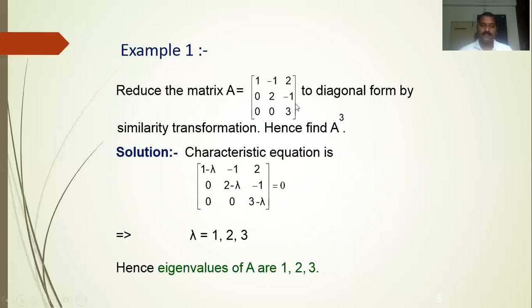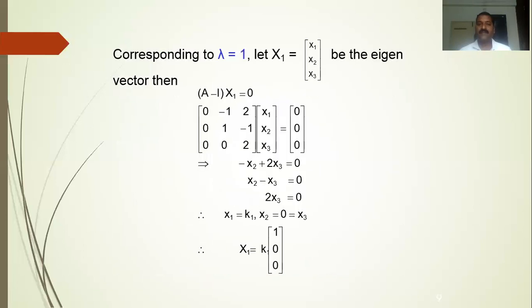Now, take the matrix and form its characteristic equation. This, when expanded, is a cubic polynomial. It will have 3 roots. Find the roots, say lambda equal to 1, 2, 3, they're all distinct. And find the corresponding eigenvectors.